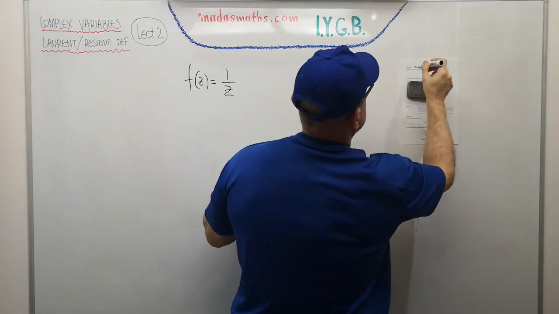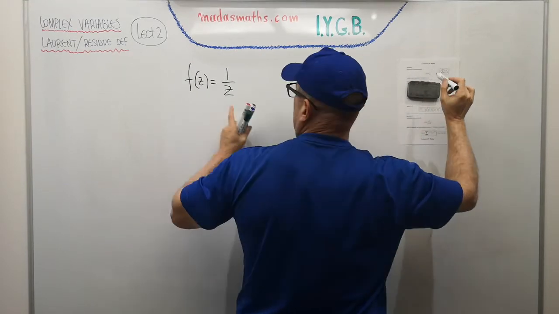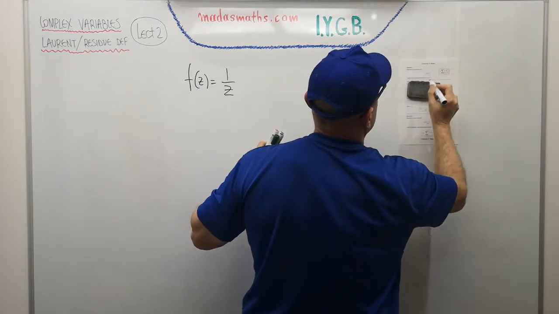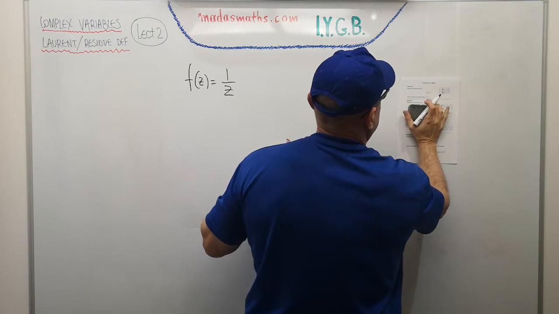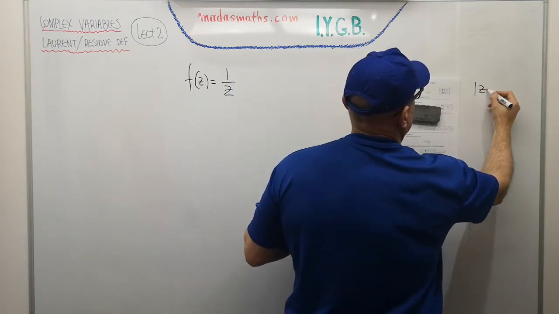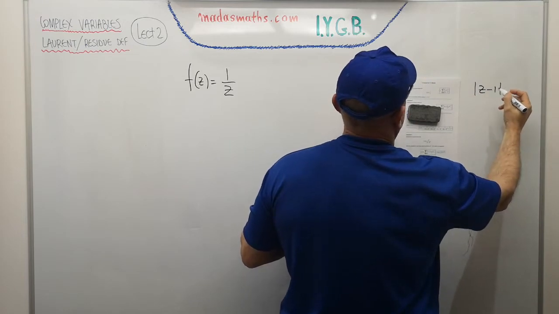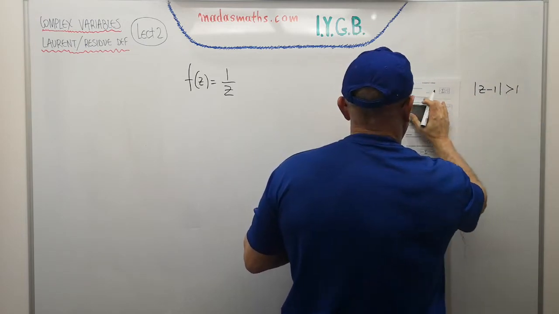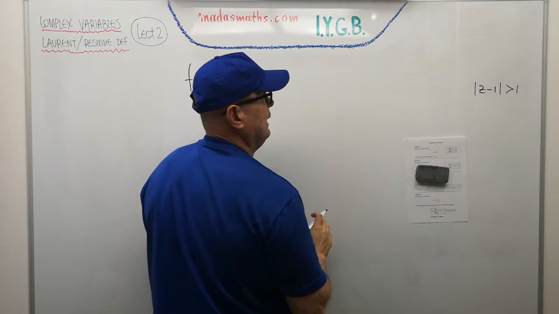What does the question say? It says determine a Laurent series for f of z is 1 over z, which is valid in the infinite annulus mod z minus 1 is bigger than 1. Okay, first of all, what does that mean?